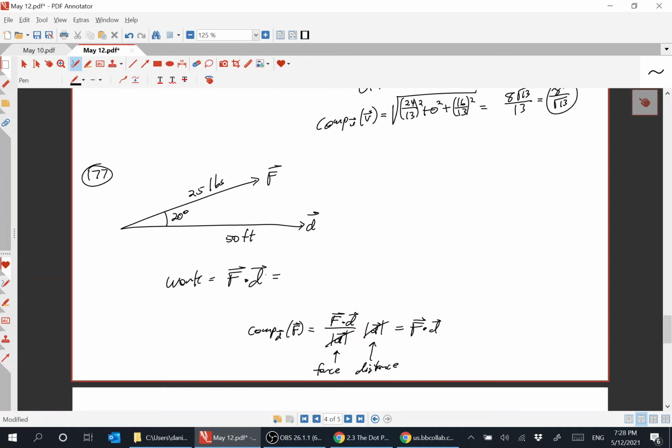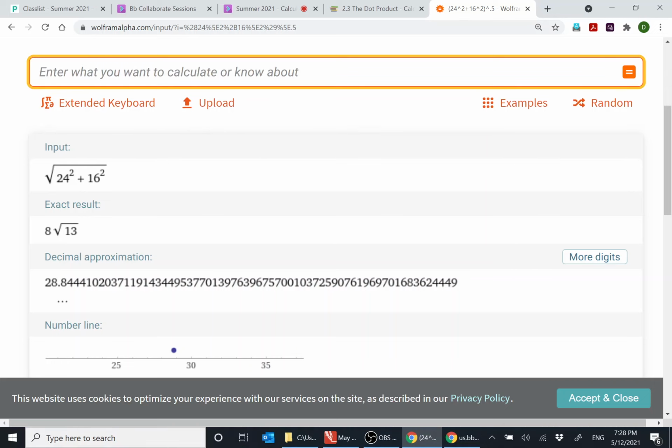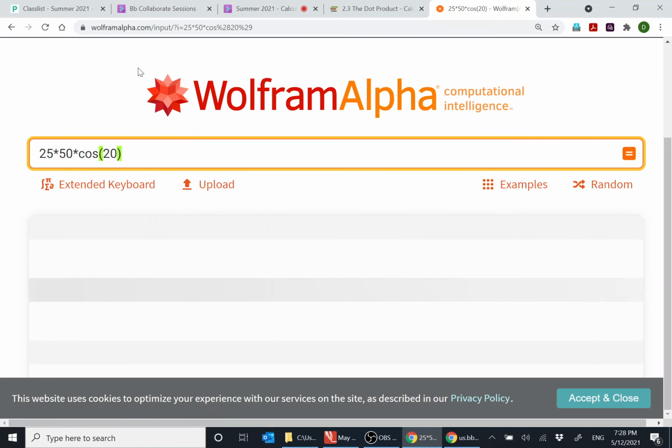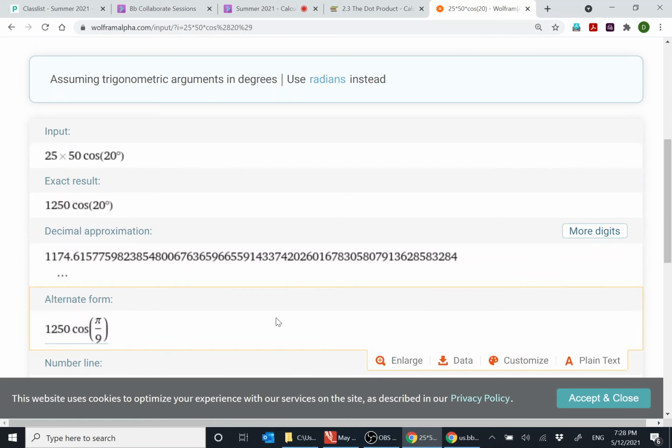So here, we don't have the components. If you have the components of the vectors, it's easy enough to calculate. Here you actually have to use the original definition. So it's length of force times length of distance times cosine of theta. In this case, it's 25 pounds times 50 feet times cosine of 20 degrees. 25 times 50 times cosine 20 is 1174.6. And what are the units?